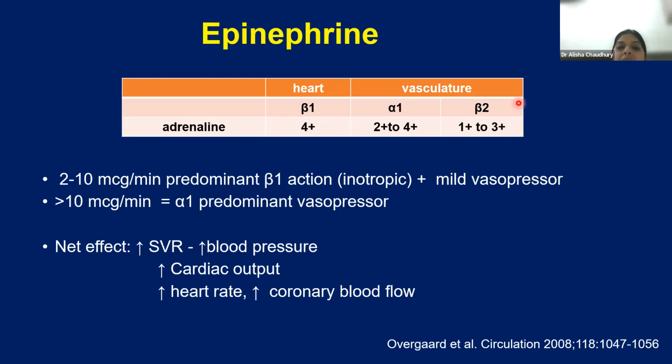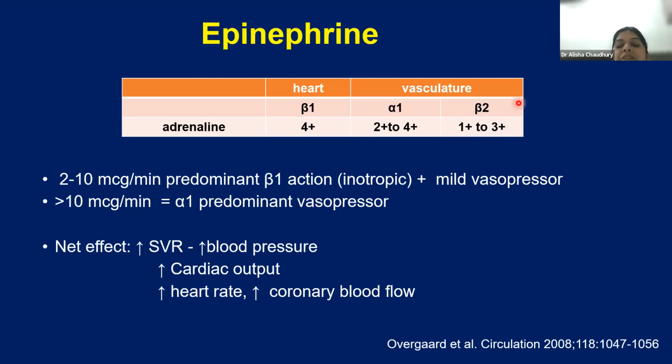Once you cross more than 10 mics per minute, it has predominant vasopressor action, which is alpha-1 action. So these are very important things you should know about what you are targeting when you are starting this drug in the patient. So adrenaline, the net effect after going through all these receptors: because of alpha-1 action, there will be increased systemic vascular resistance and increased blood pressure.